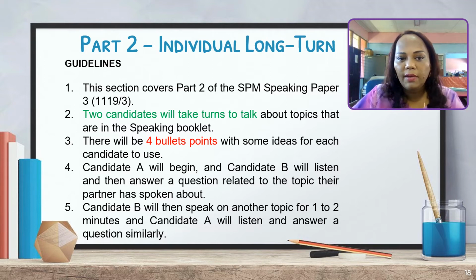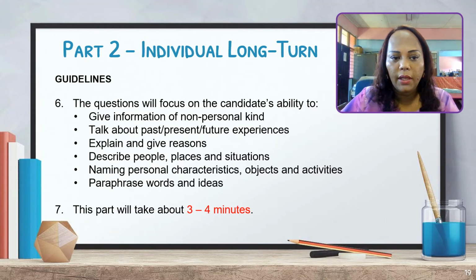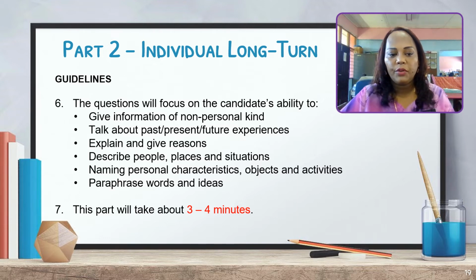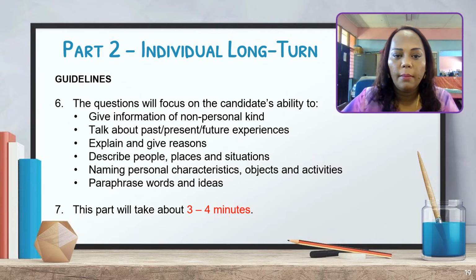Be very careful that you pay attention as your partner is presenting. The questions in part 2 will focus on the candidate's ability to give information of a non-personal kind. It's a bit more elaborate, with a wider scope. You talk about past, present, or future experiences. You can explain and give reasons, describe people, places, situations, talk about personal characteristics, objects, and activities. And you can also paraphrase words and ideas. This part will take about 3 to 4 minutes.